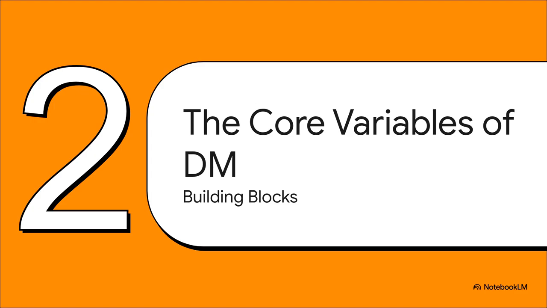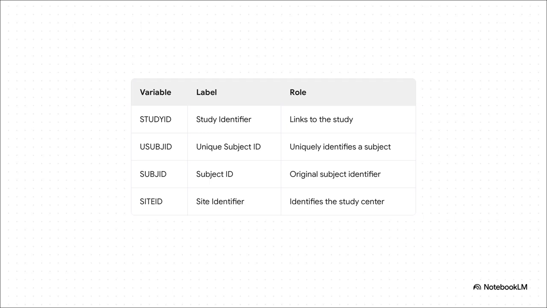All right, so if DM is this massive cornerstone, what's it actually made of? Let's break it down and look at the essential building blocks, the core variables that give this domain all of its power. First things first, the identifiers. Now, STUDYID and SITEID, those are pretty straightforward. But the real star of the show here is USUBJID, the unique subject identifier. This is the master key. This is the variable that links every single row of data in the entire submission back to one person and only one person. It's absolutely crucial.